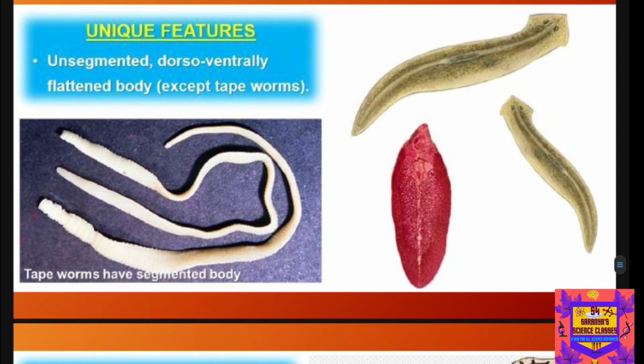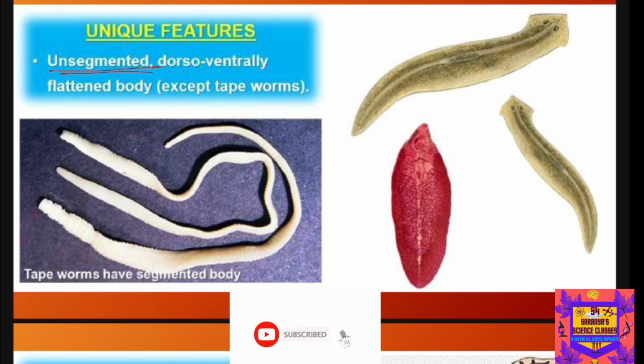And they have some unique features. What are the unique features? These are actually unsegmented, that means they don't show metamorphism, right? So they are actually dorsoventrally flattened. Dorsoventrally means upside down, they are flat organisms, that is why their name is flatworms, right?